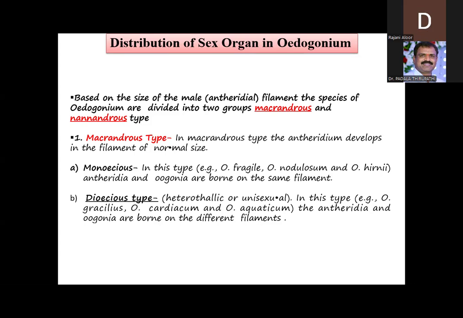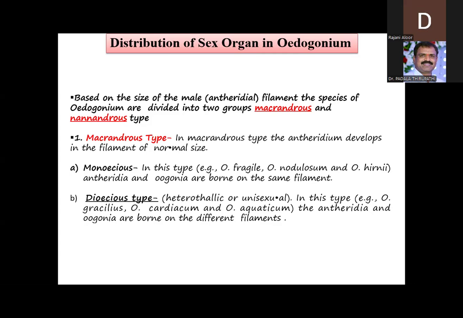Based on the size of the antheridia, Oedogonium is divided into two groups: Macandrous form and Nanandrous form. This is also an expected question, very important. You can identify these species in this algae, Macandrous species and Nanandrous species. Based on the size of the antheridium filament, Oedogonium forms two groups: one is Macandrous, another is Nanandrous species.